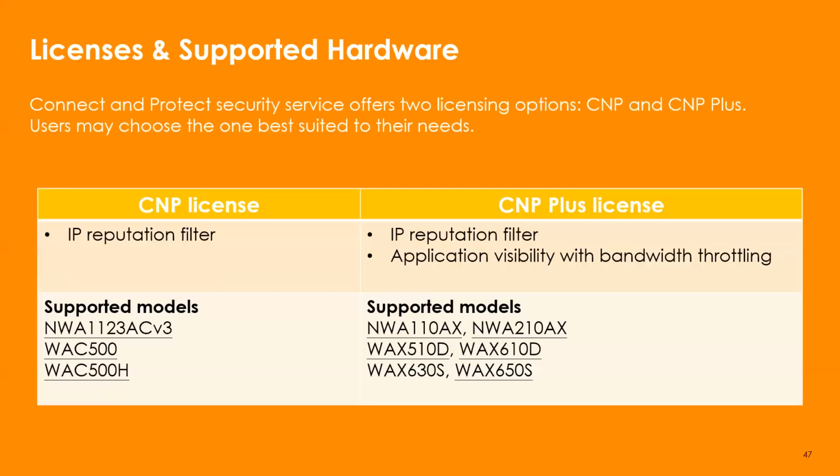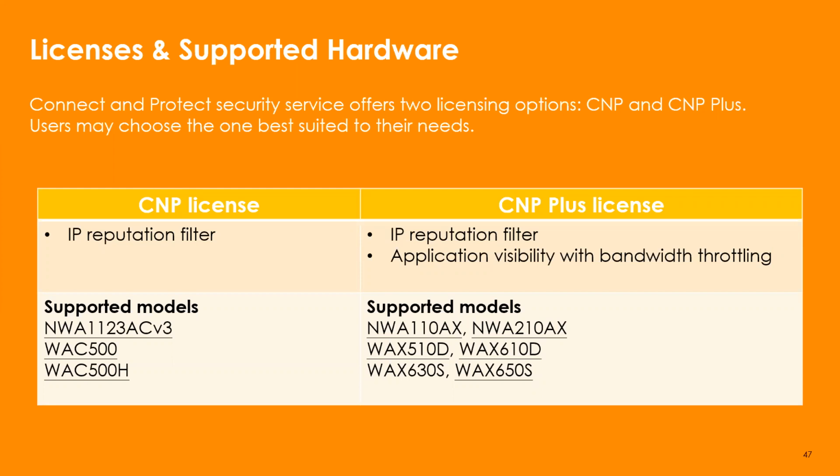Now, this again is completely independent of the Nebula licenses. Nothing to do with whether you're using the free, Plus, or Pro. This is its own unique license just for enabling these services. And we've got two versions of the license. We have the CNP license, which works on the 1123 ACV3, the WAC 500, and the WAC 500H. So that is our IP reputation-based security filter.